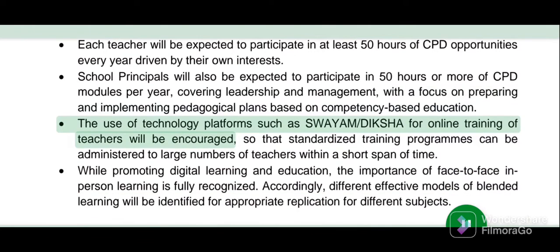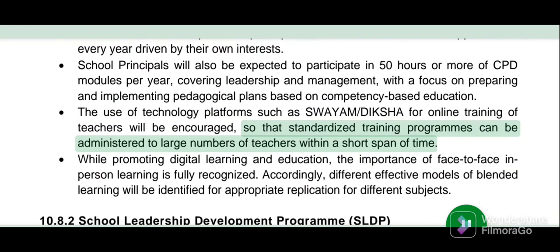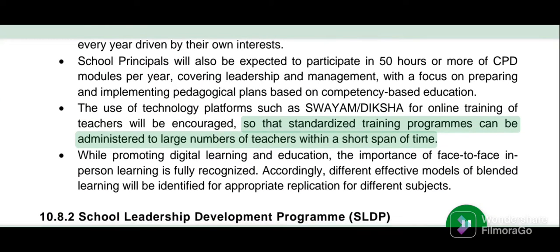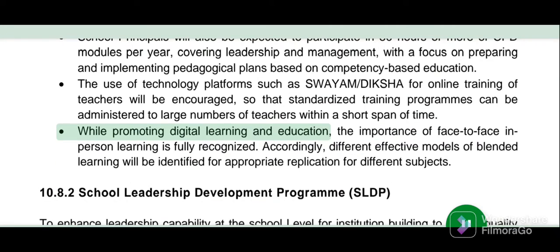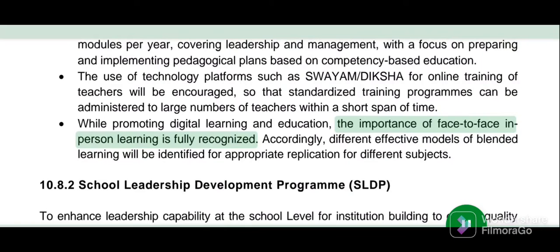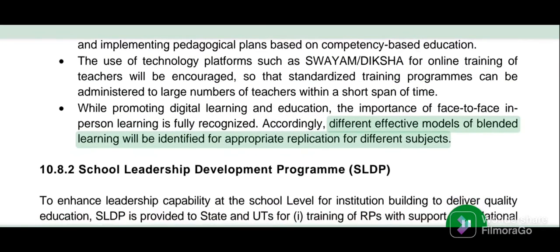The use of technology platforms such as Swayam and Diksha for online training of teachers will be encouraged, so that standardized training programs can be administered to large numbers of teachers within a short span of time. While promoting digital learning and education, the importance of face-to-face in-person learning is fully recognized. Accordingly, different effective models of blended learning will be identified for appropriate replication for different subjects.